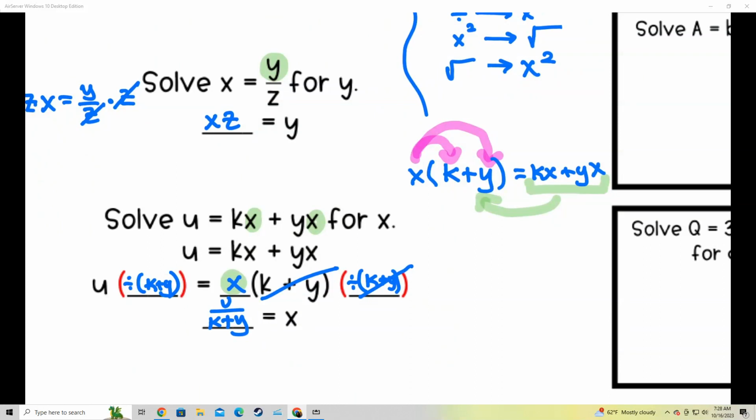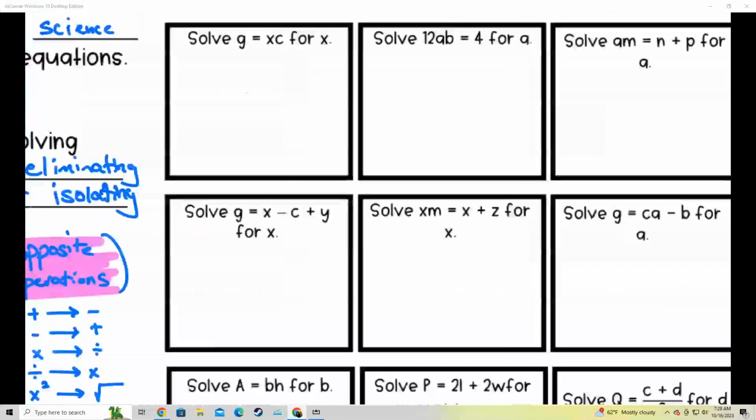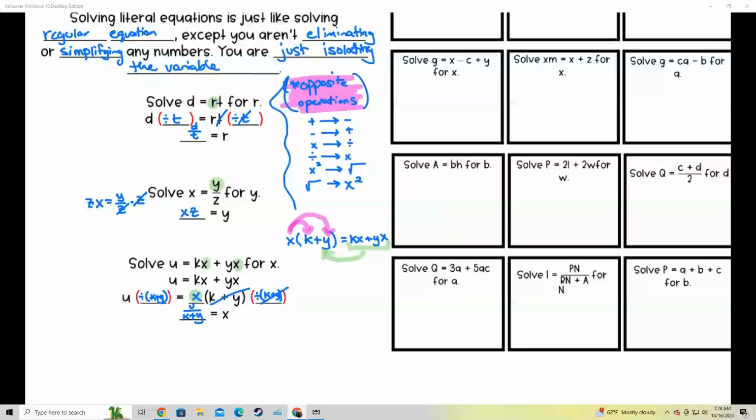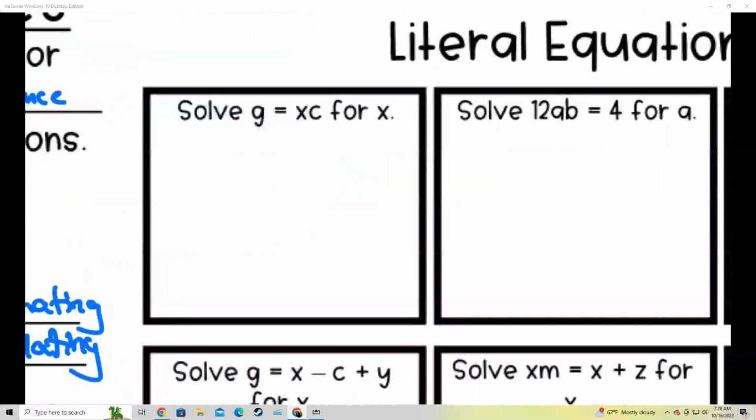That one is tricky, I do understand, but you are going to see quite a few like that. So I think the more we practice it, the more you're going to understand it. All right, let's go ahead and jump into the 9. Ooh, is it 9? It's 12 problems. So since there's a lot of problems, I'm actually going to go a little bit quicker than I've been doing in the last one. It says solve g equals x times c for x.